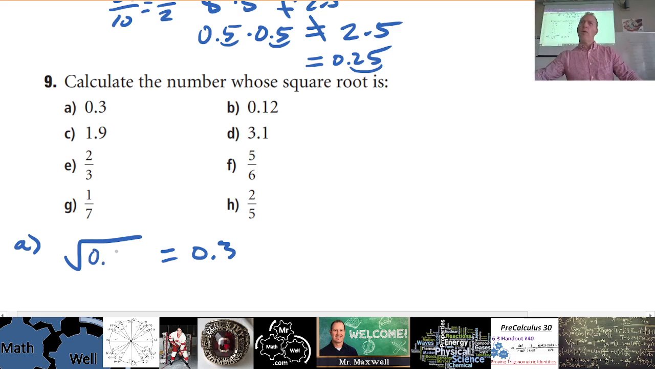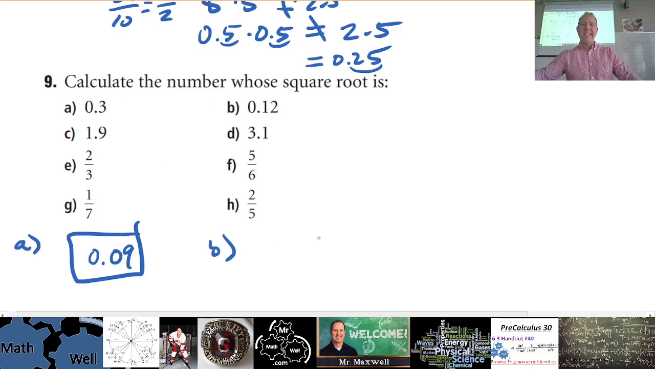So is it 0.9 or is it 0.09? It is, because 1 decimal place, when we square it, gives us 2 decimal places. Very good. So your answer is this answer right here, because it's 0.3 squared. So calculate the number whose square root is. So this is the number that has a square root of this.